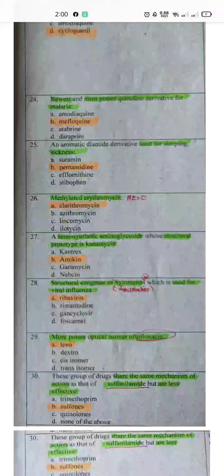Okay, number 31. Mechanism of action of thiabendazole is inhibition of cell division. So, thiabendazole inhibits the helminth-specific enzyme fumarate reductase. The enzyme inhibited by thiabendazole is fumarate reductase. So, it inhibits the cell division of the helminth; the helminth-specific enzyme is fumarate reductase.